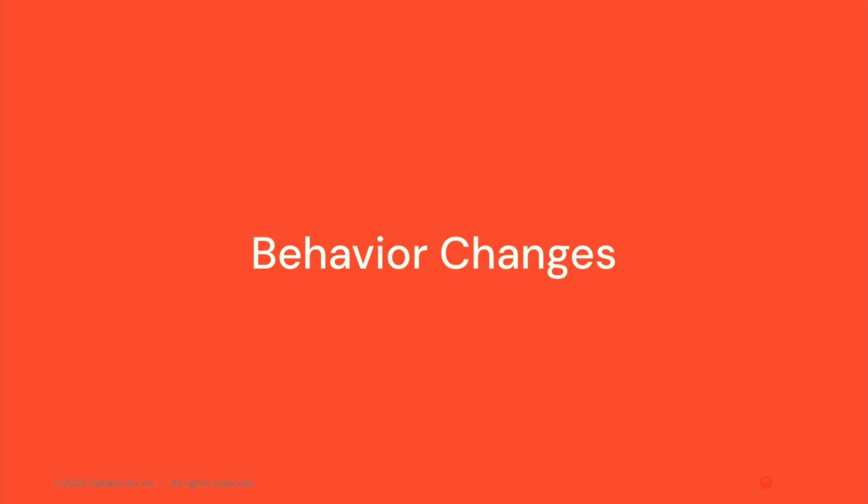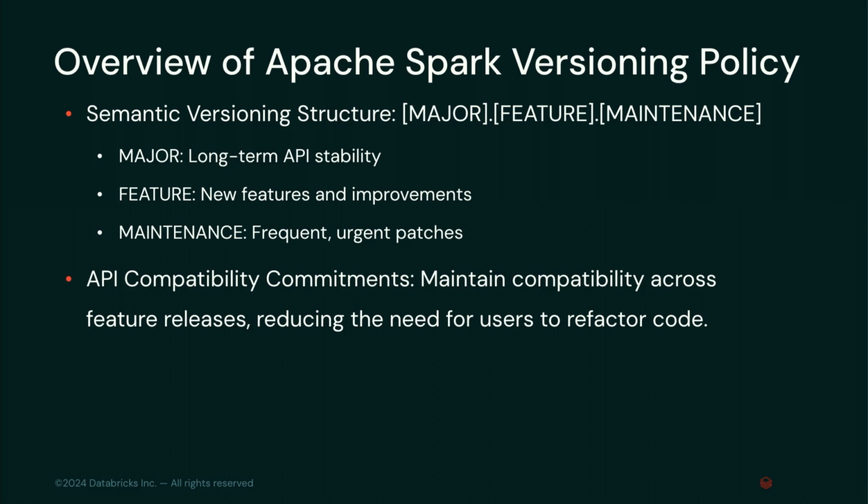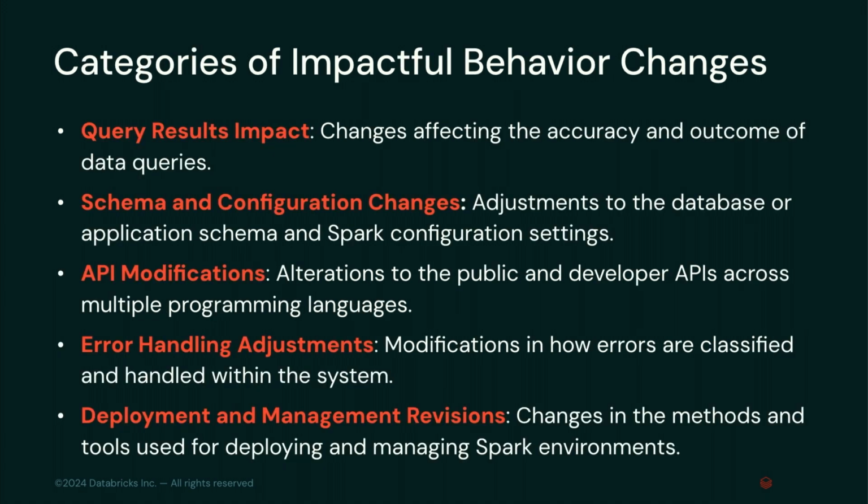Okay, I believe most users already feel the pain of behavior changes. So migration is very painful. Starting from here, Spark actually uses semantic versioning. Major means API stability, feature means new capability, maintenance means patches. So in the community, we started a discussion to classify the behavior changes. In the future, we will make it transparent to discuss all the behavior changes in the dev list before we release these changes.